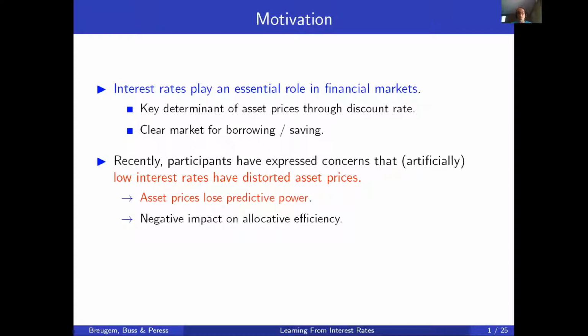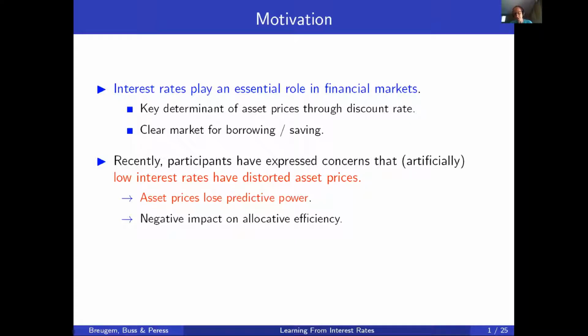conveying information. And recently, agents in financial markets have expressed concern that artificially low interest rates have distorted asset prices, right? And they claim that to the point that asset prices have lost their predictive power. So rather than helping allocate capital to its most efficient use, they're just being artificially distorted. And this could have important consequences for the economy, in particular for the allocation of capital and efficiency.